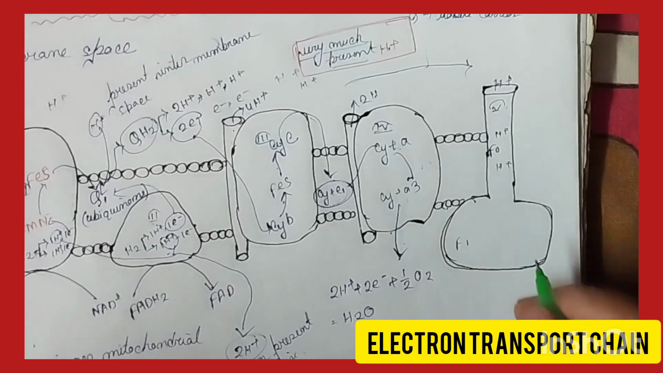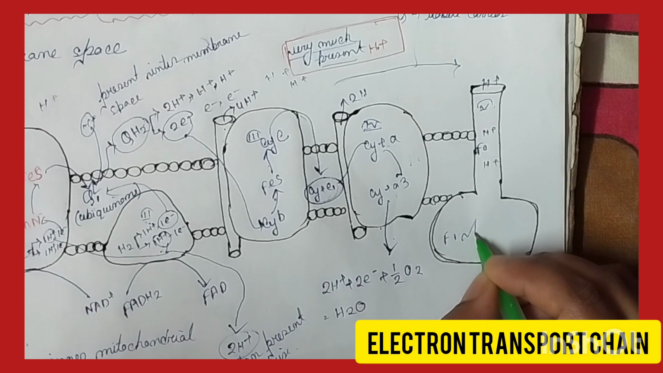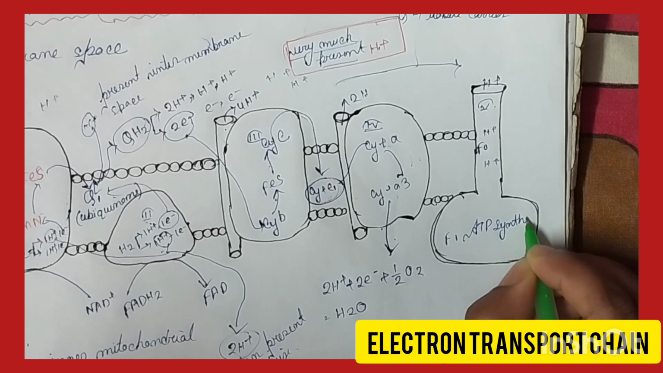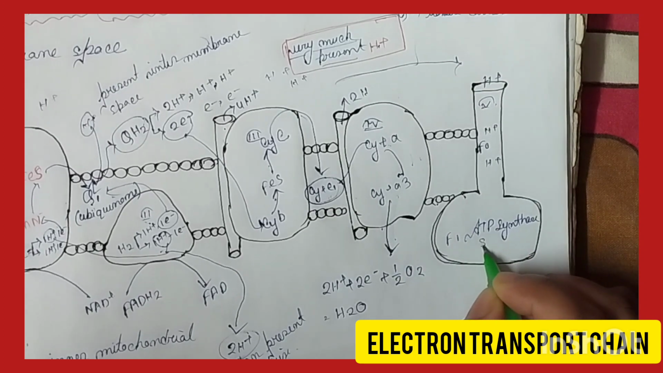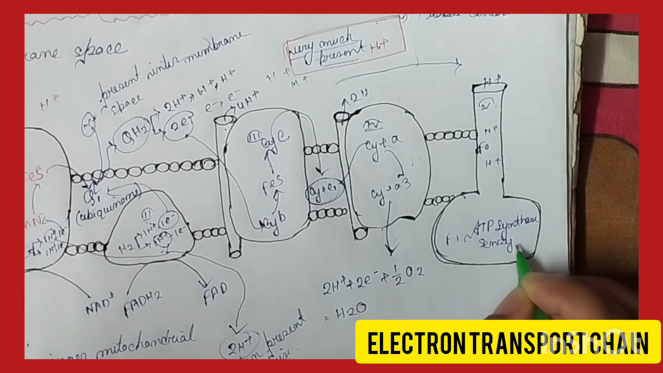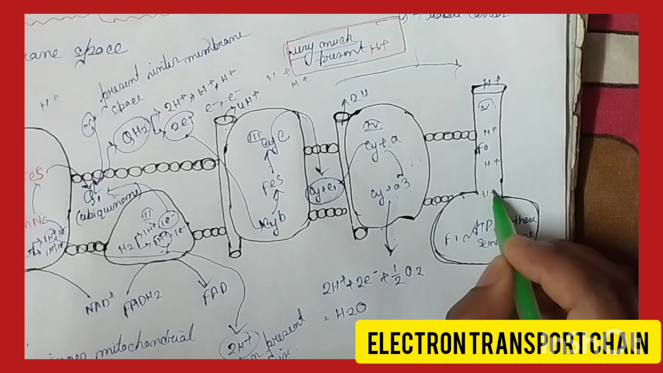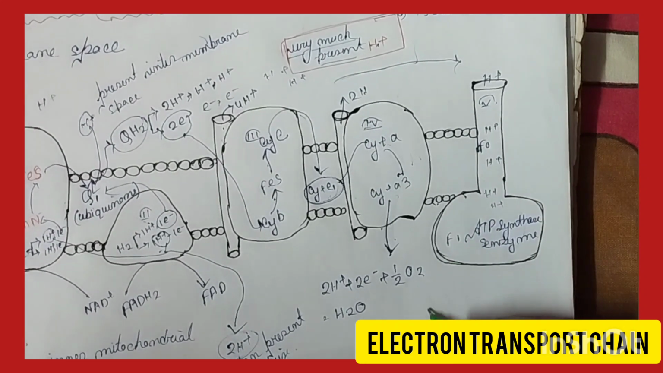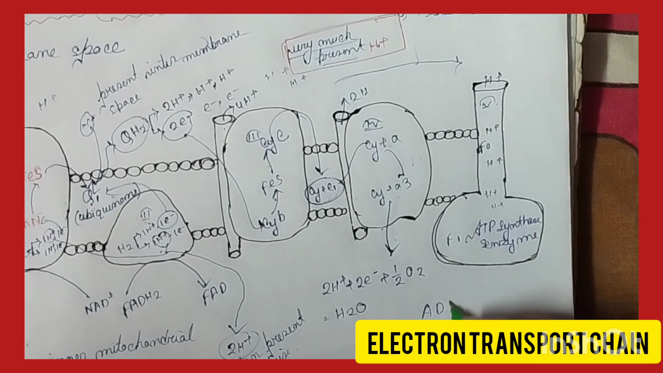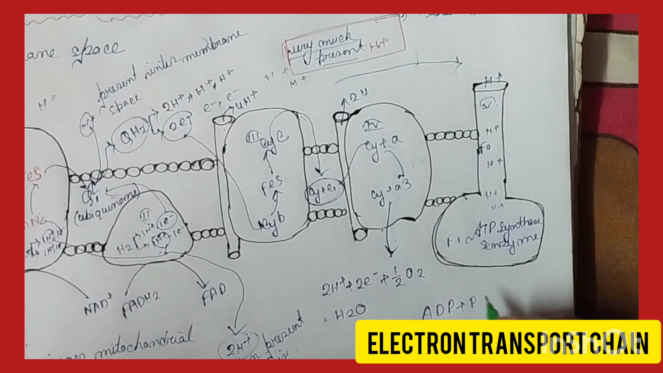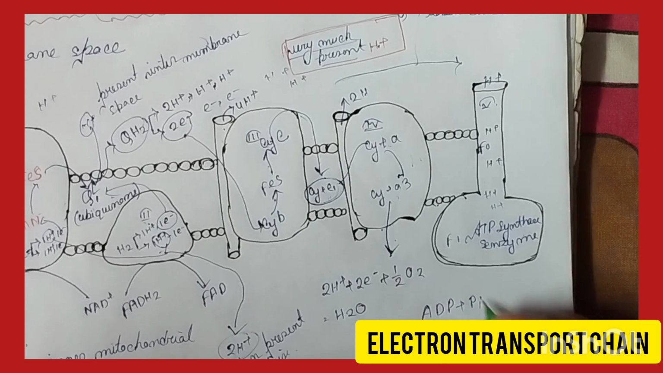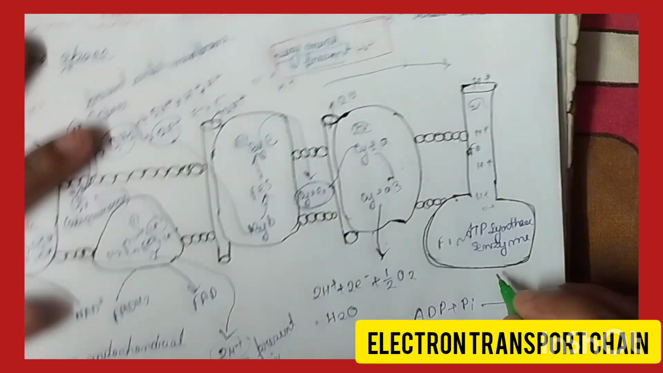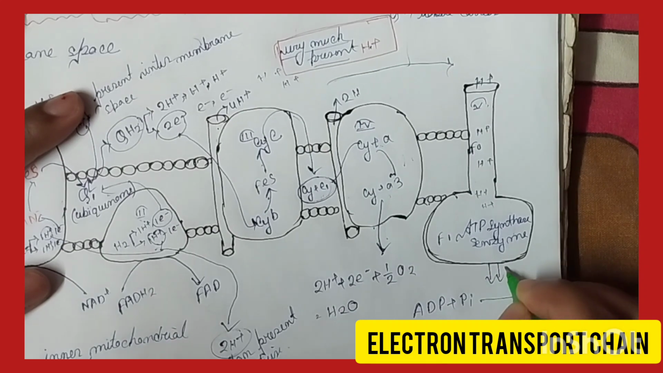Next, complex 5. Naturally, H plus is pumped by complex 1, complex 2, complex 3 and complex 4. For these reasons, H plus becomes highly concentrated in the intermembrane space of the mitochondrial inner membrane. For this reason, H plus ions move across from the mitochondrial inner membrane to the outer membrane phase.